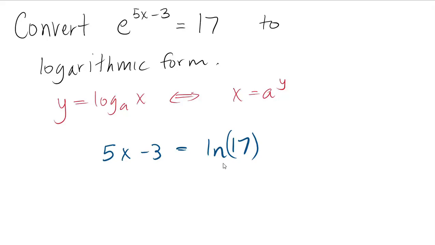Add 3, divide by 5. Again, we weren't asked to do that here, but I hope you can see why the conversion is useful. The exponent had the variable in it. The variable is trapped up here. We've now rewritten it in a form where it's easy to solve for x. This is just a linear equation.